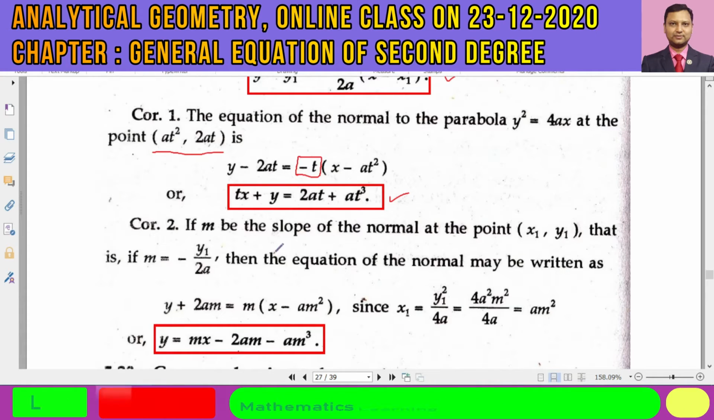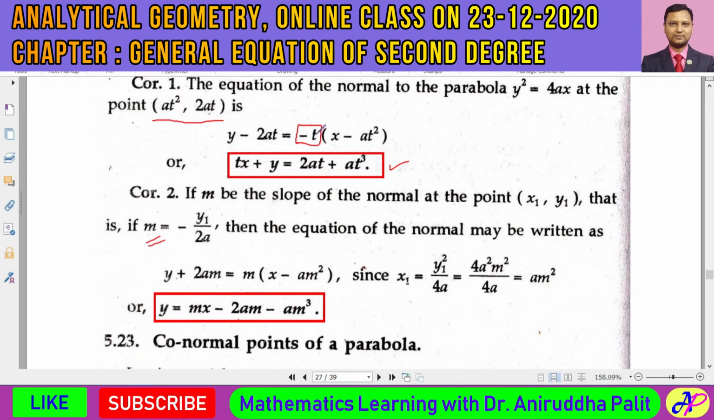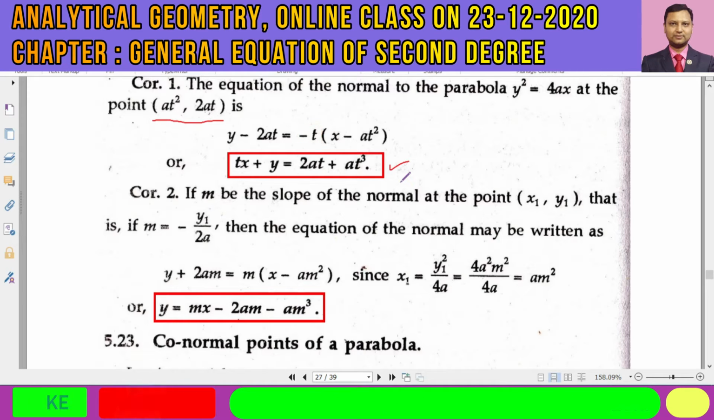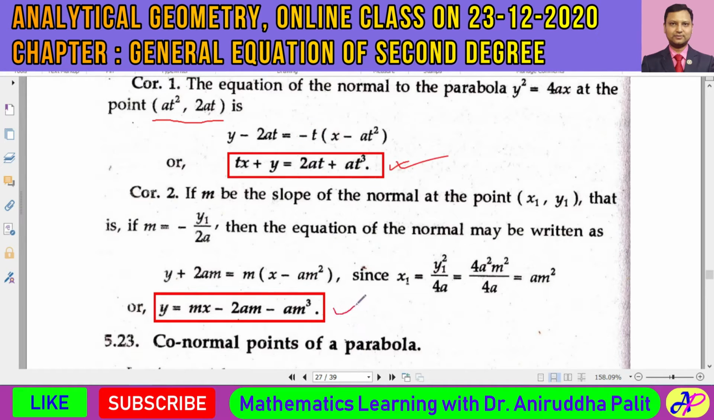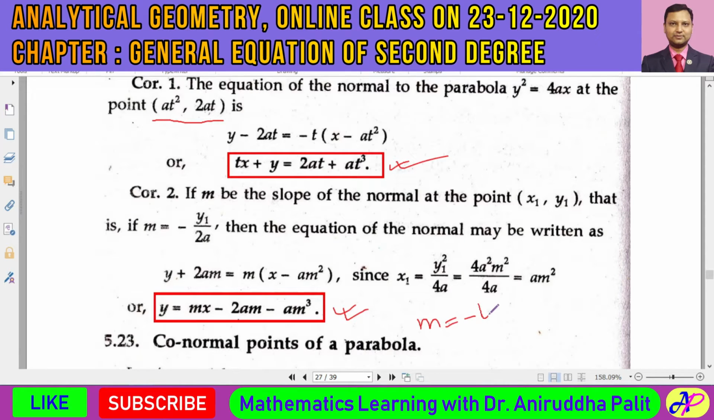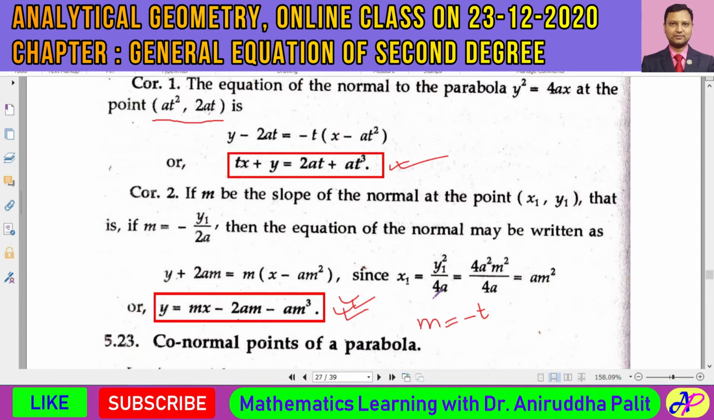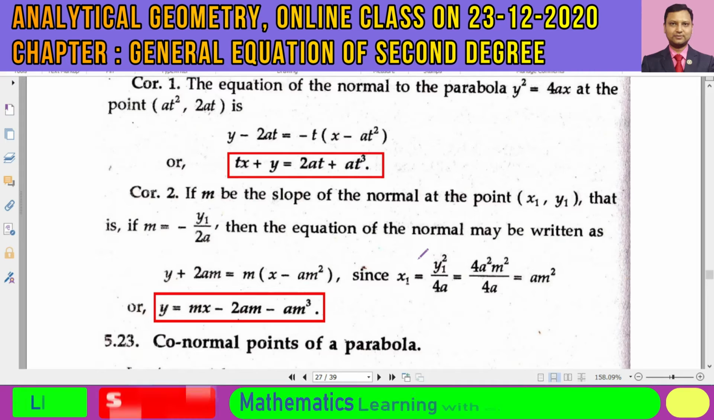So suppose it is given that m is equal to the gradient of the normal, then just by putting m is equal to minus t, or t is equal to minus m, you will find that this equation of normal can be converted into this formula. So these are the two highlighted equations that you can directly use and apply in your examination. Got it? That's what I wanted to say over here.